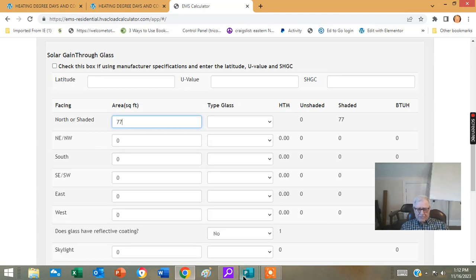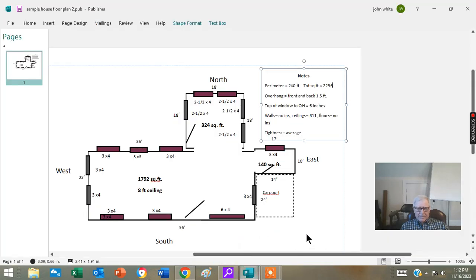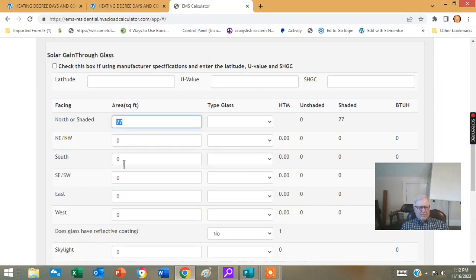Go back to my picture again. I got 12 square feet plus 12 is 24 plus 24 more square feet is a total of 48 square feet. So back to my calculation. 48 square feet. Next is facing east.